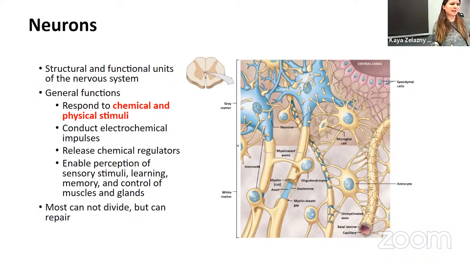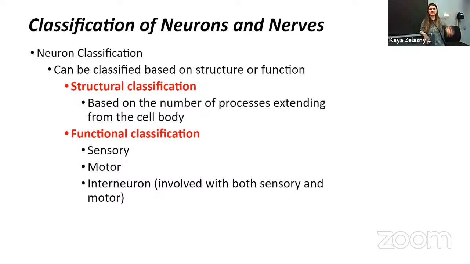So most of them can't divide, but they can repair. So we're not, hopefully, completely losing them all the time. Neurons can be classified based on what they do or what they look like. So based on function or structure. So in terms of structure, we look at the neuron, we look at its shape, and we look at how many connections it has and where. So number of processes extending from the cell body. So that means we're looking at where those dendrites are, where those axons are.